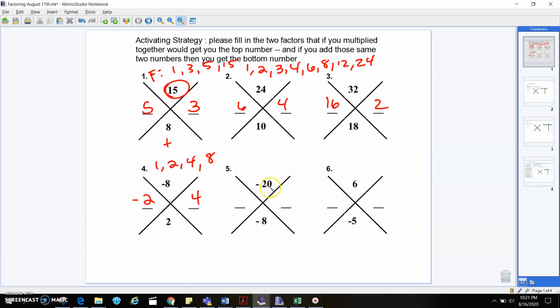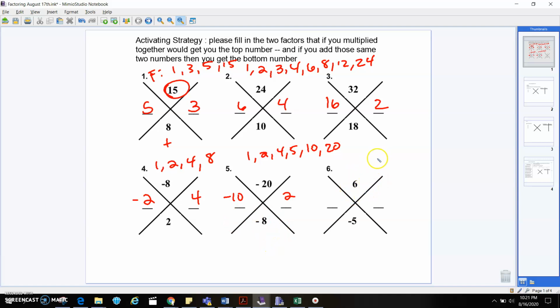So on number 5, we're going to list out the factors. Okay, so 1, 2, 4, 5, 10, and 20. And what two numbers can I add together to give me negative 8? Well, 10 and 2 will work, but that 10 is going to be negative because we want to have a negative 8.